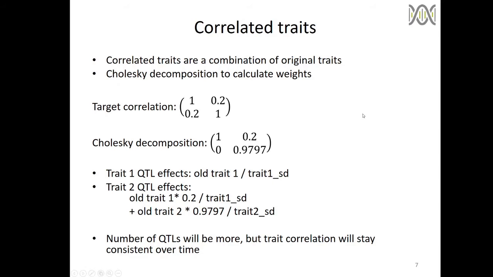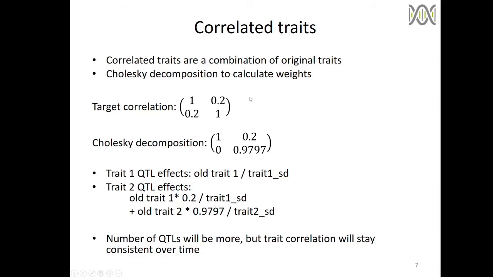Next up, I'm going to talk about correlated traits. The idea behind is that when we are modeling correlated traits, we are taking these originally defined traits and generating new traits as linear combinations of the old traits. The weights of these weighted traits are calculated via a Cholesky decomposition of our target correlation matrix.